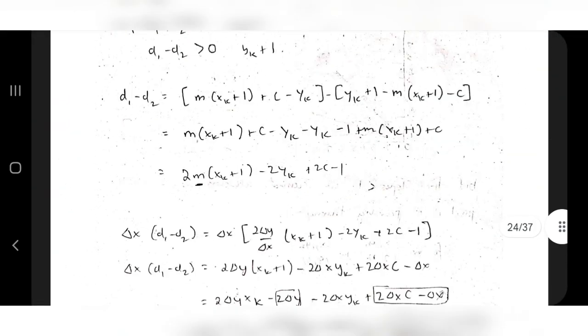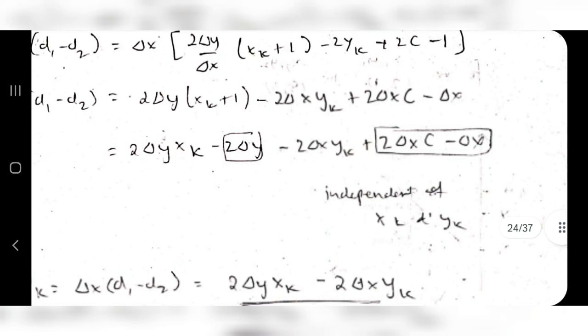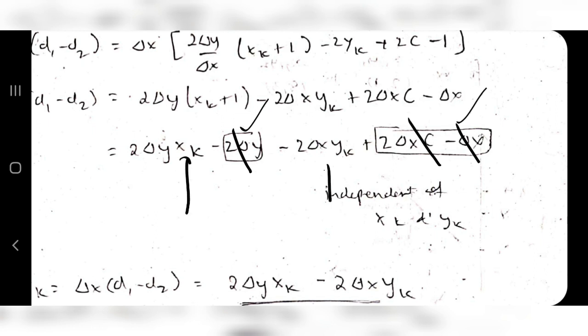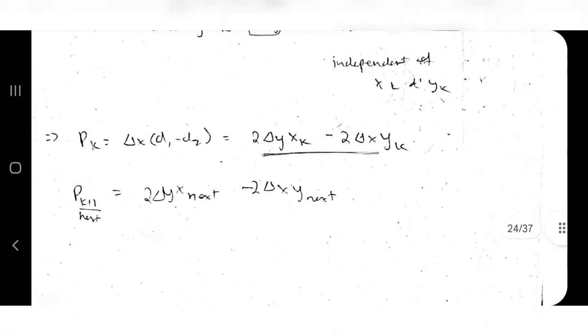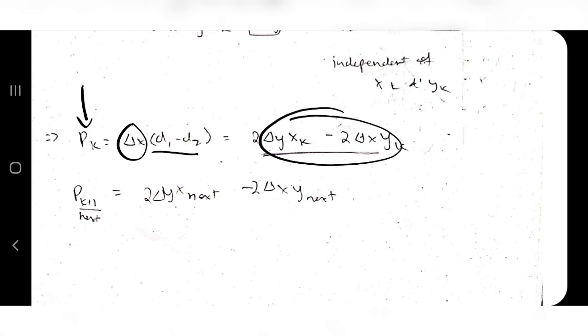We are just concerned with yk and xk. So we need not have minus 2 del y and 2 del x c minus del x. We need not have these terms because these two terms will be present in both the sides of the equation. So anyways, it doesn't matter. What matters is xk and yk. So we are just concerned with these two values. So therefore, delta x into d1 minus d2 is equal to 2 delta y xk minus 2 delta x yk. Okay, so that is known as decisional parameter. So delta x into d1 minus d2, this is the value, and this value will be taken for the decisional parameter. So pk is equal to this one.